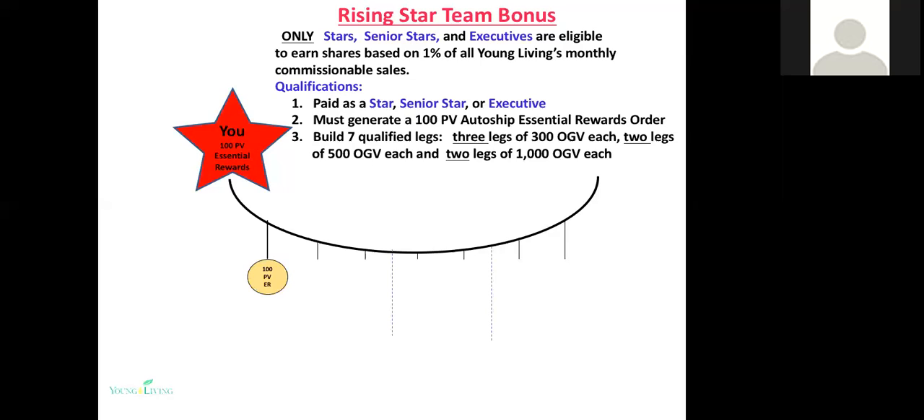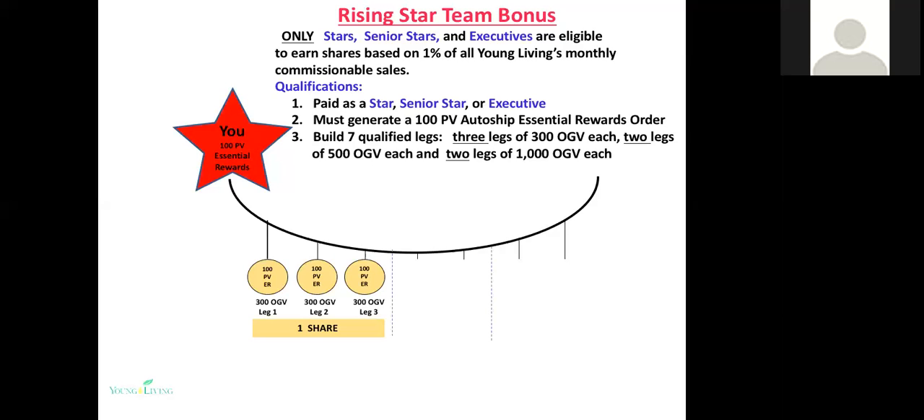What you want to do is sponsor members who are completing 100 PV Essential Rewards auto ship and who have also started to build their organization to the point of 300 OGV, or 300 organization group volume. As soon as you have 3 members that you have personally sponsored who have 100 PV Essential Rewards auto ship and 300 OGV, you would qualify to receive 1 share of this bonus.